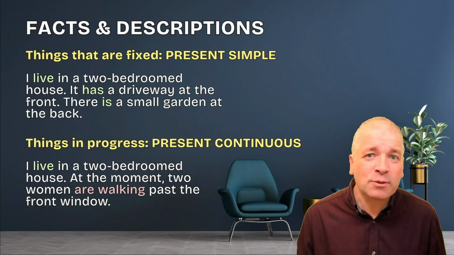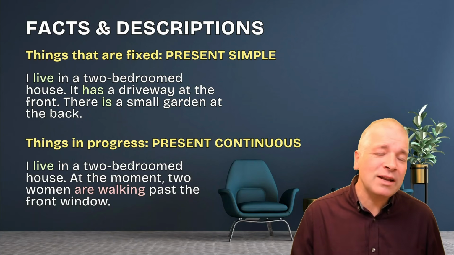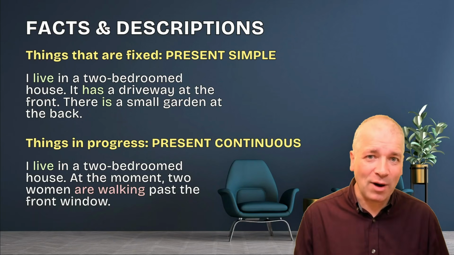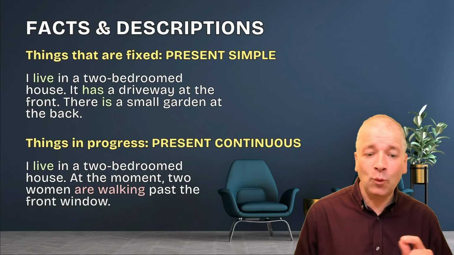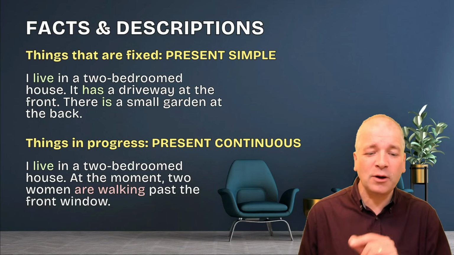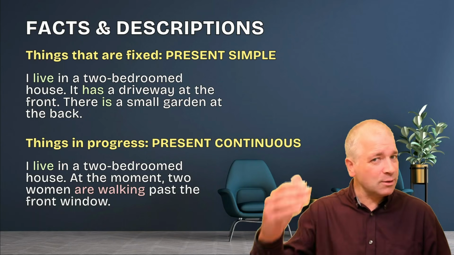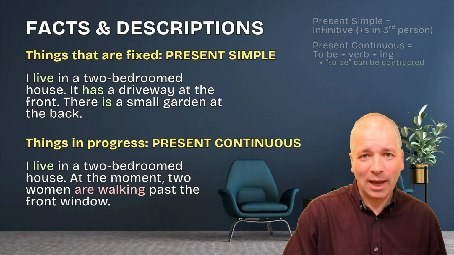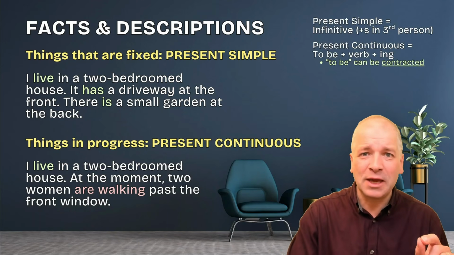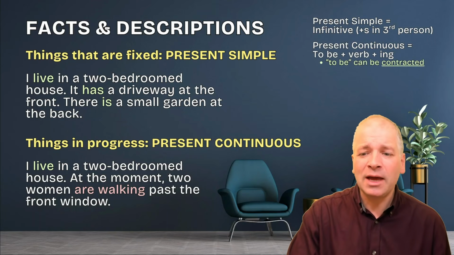However, if we use the present continuous, then we're describing things that are in progress. I live in a 2-bedroom house. At the moment, 2 women are walking past the front window. So the walking is not going to carry on forever. It's just happening now.